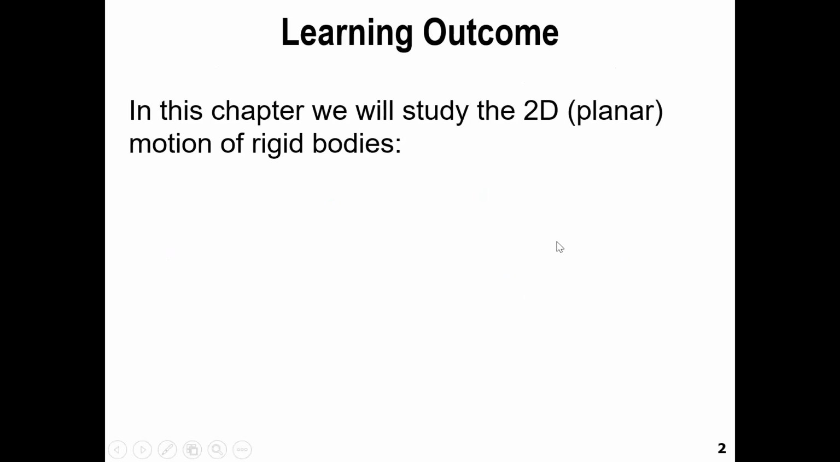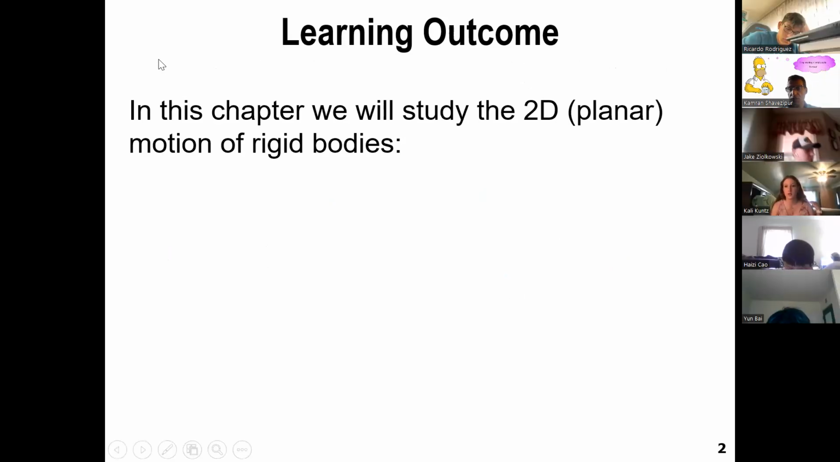So first of all, what we do here is a two-dimensional motion. That means the motion happens in a plane. Most of the things we analyzed in chapters 12, 13, 14, 15 were two-dimensional. Some of the problems were three-dimensional. You could just add z to it, like x, y, and z, or n, t, and z, or things like that.